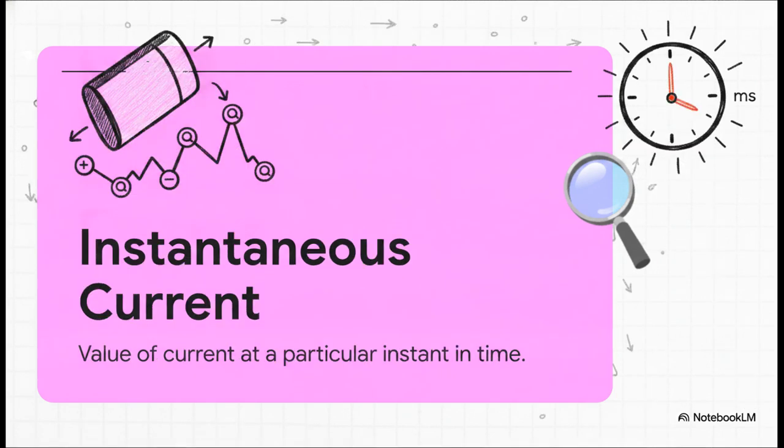Finally, we have instantaneous current. This is literally the exact value of the current at a microscopic fraction of a second, like a single millisecond. It's an incredibly crucial measurement for highly variable events, things like rapid charging and discharging. It basically gives physicists a high-speed snapshot of electrical flow at any given exact moment.